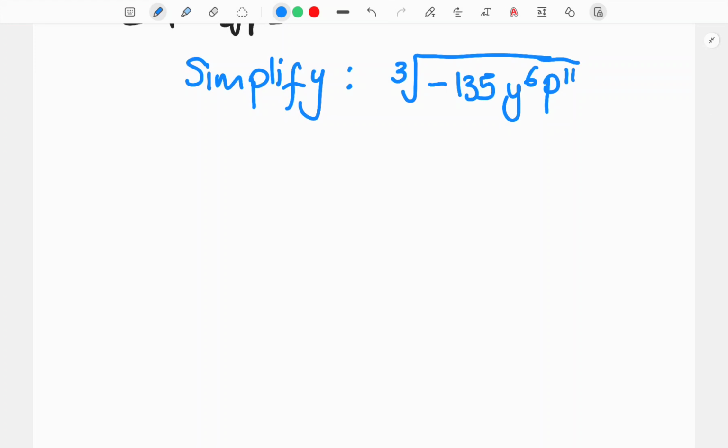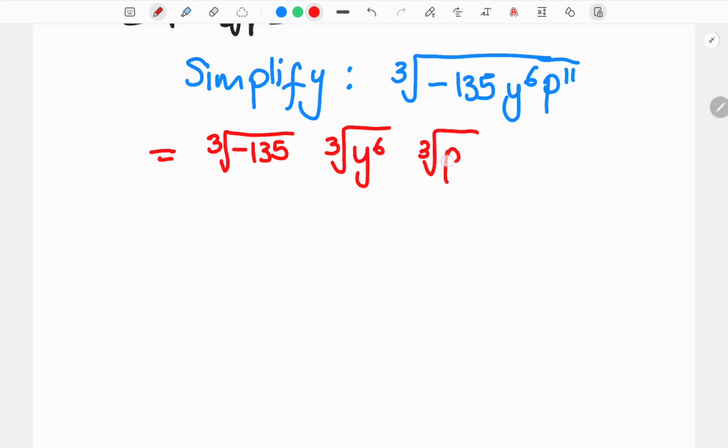So what is the first thing that we're going to do? Let's rewrite the problem and solve it. You're given the cube root of minus 135. Let's actually break it down just to save time. Cube root of that, and then we break it down: cube root of y to the 6, cube root of p to the 11, right? So what can we do with the 135?